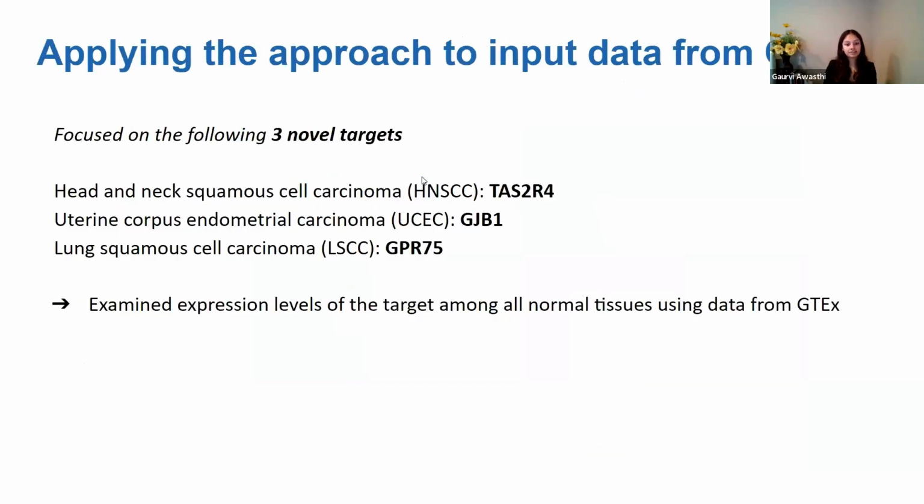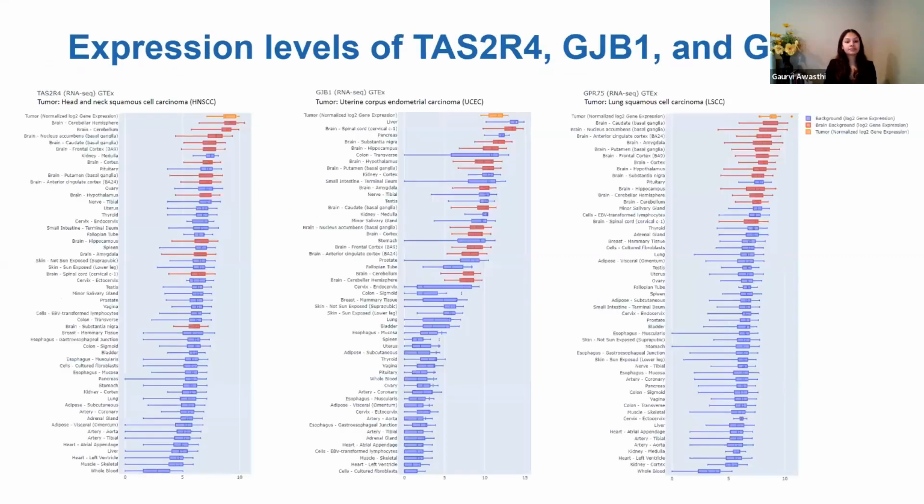We repeated this analysis on the CPTAC data, still using GTEx as the background data. This analysis resulted in the following 3 potential target genes. These plots show the expression levels of TAS2R4, GJB1, and GPR75. As before, the genes are highly expressed in the tumor and in the brain tissues and lowly expressed across non-brain normal tissues.